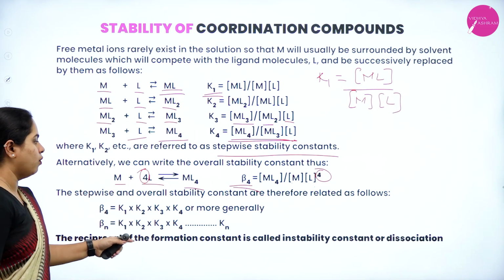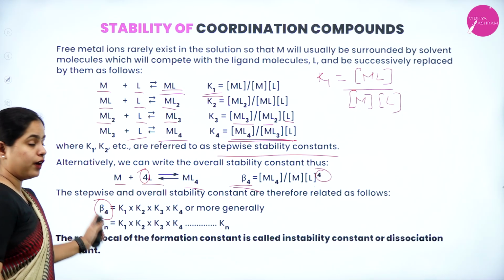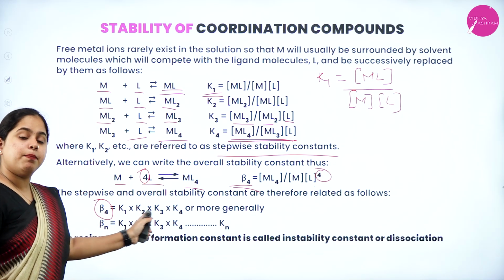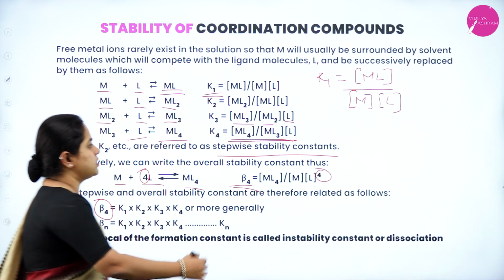So the stepwise and overall stability constants are therefore related. So this relation is important. The final stability constant is a product of the stability constants of each step. Okay, so this is very important.